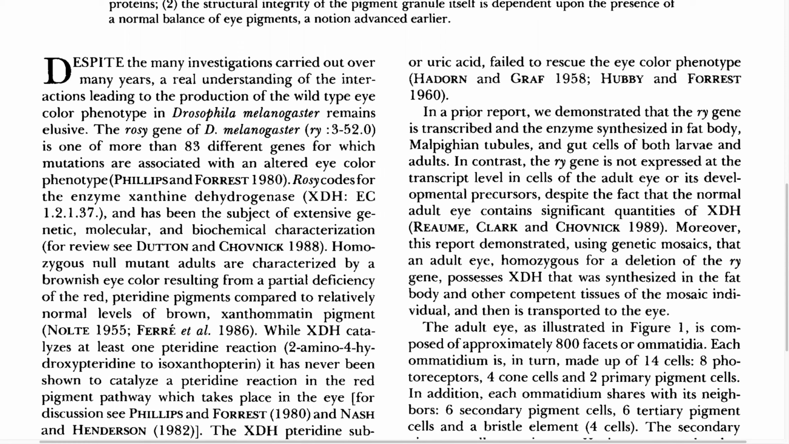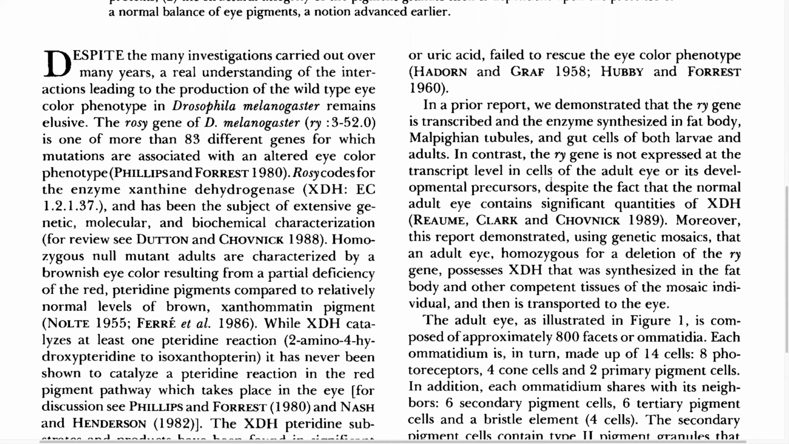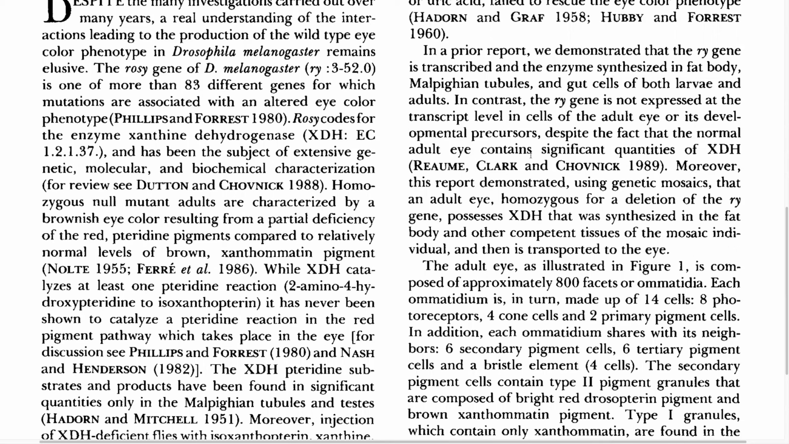Next paragraph: in a prior report, we demonstrated that the Rosy gene is transcribed and the enzyme is synthesized in fat body, Malpighian tubules, and gut cells of larvae and adults. But the Rosy gene is not expressed, at the transcript level, in cells of the adult eye. So it's an interesting feature where this gene that has an enzyme that acts in the eye is not actually producing the enzyme in the eye. It's producing the enzyme somewhere else and transporting it into the eye.